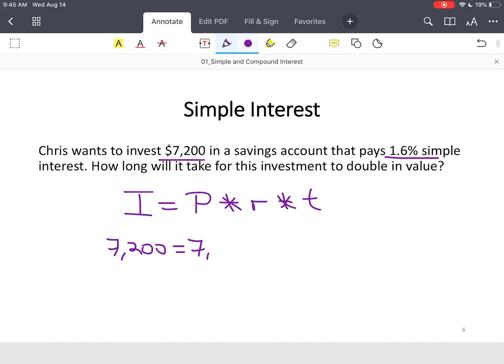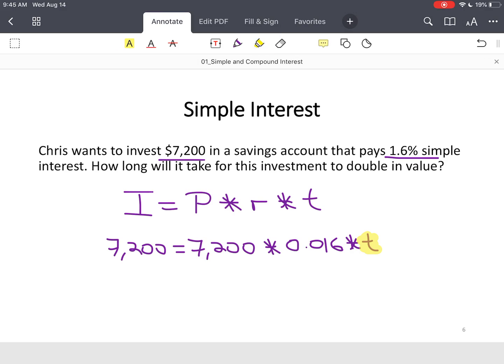Original amount was $7,200. The interest rate was 1.6%, so we're going to go ahead and convert it to 0.016. All right, and we don't know for how long, because the question says how long will it take? So that means we're trying to find time. We gotta use a little bit of algebra here.